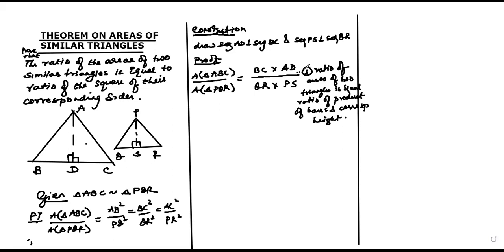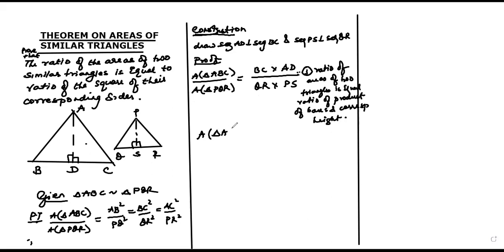But I know, children, in my answer I want AB square upon PQ square. That is possible when I write area of triangle ABC upon area of triangle PQR as AB into AB upon PQ into PQ. That means, in the ratio of the bases, BC upon QR, I'll change it to AB upon PQ. Just one more step and then you'll understand better.